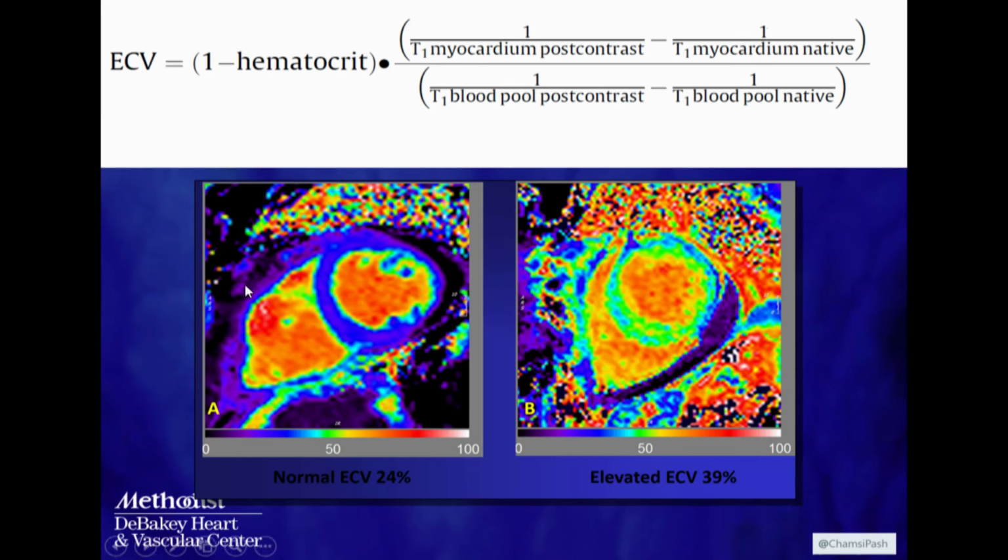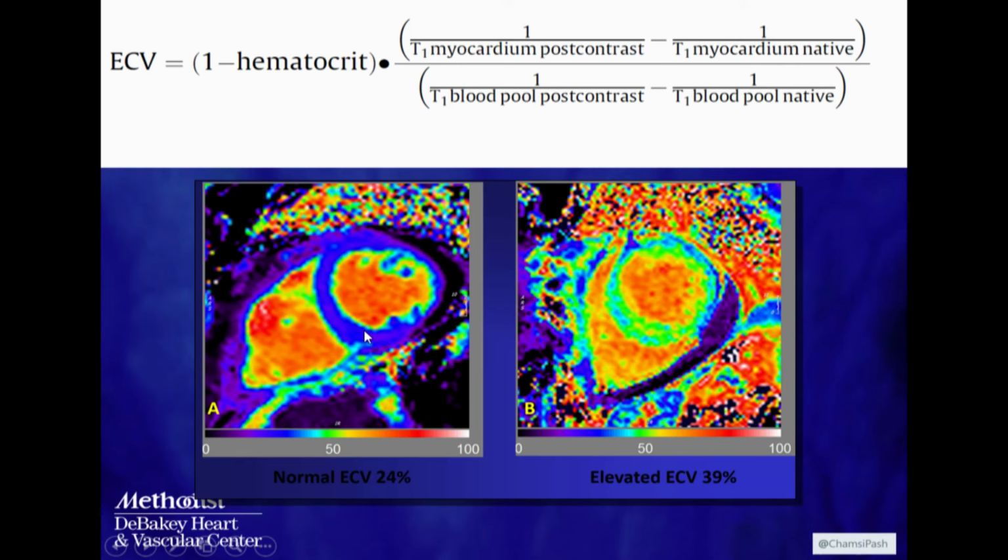The other technique is the extracellular volume, which is basically looking at the change in contrast in the blood, or the T1 time in the blood and in the myocardium, before and after administering gadolinium. And here you can see a case where an ECV map was normal at 24%. And here you see a case where there is a large increase in the extracellular volume or extracellular matrix that's been expanded, and you have a markedly elevated ECV up to 39%.